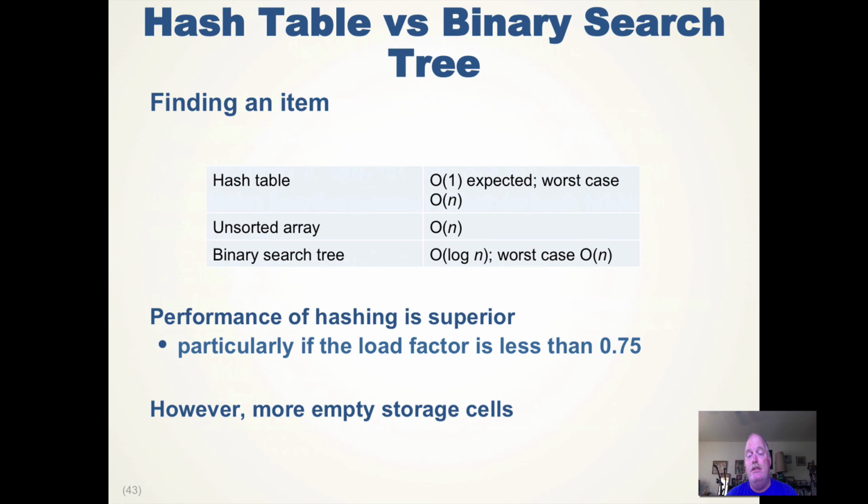And in the worst case, it's still big O of n. So in all these data structures, worst case is big O of n. So the performance of hashing is superior to even binary search tree, particularly if the load factor is low, and not even too low, 75%. But you then still have to have more empty storage cells, which is an issue because your hash table is going to be larger than your binary search tree. Well, it will be larger than your sorted array.